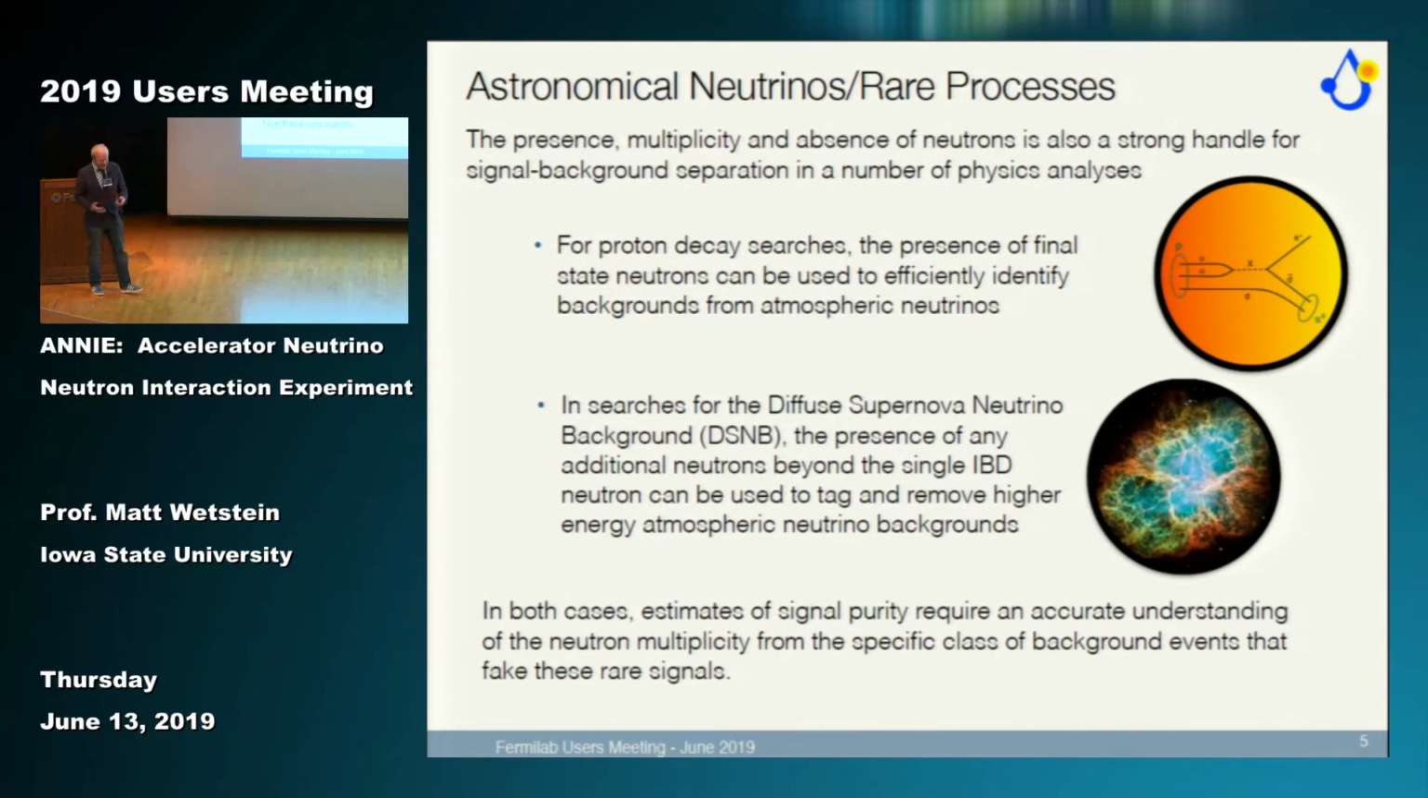But if you're going to go through this exercise of removing the backgrounds and you want to estimate your signal purity, you need to have a very accurate understanding of what is the neutron multiplicity that you would expect from the specific class of background events that fake those rare signals.